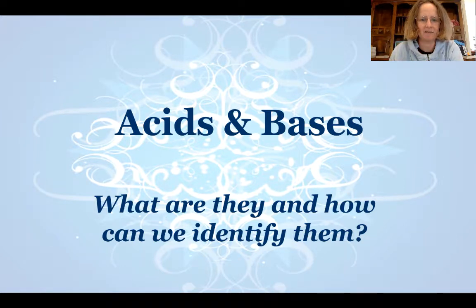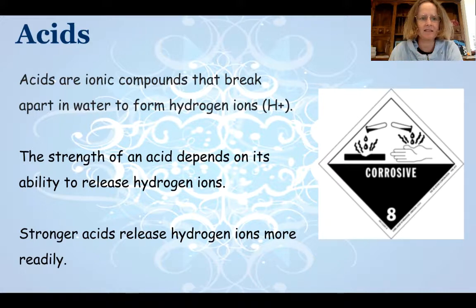Acids and bases. What are they and how can we identify them? Acids are ionic compounds. They break apart in water and form hydrogen ions, H+. The strength of the acid depends on how many hydrogen ions are released. Strong acids release more than weak acids.